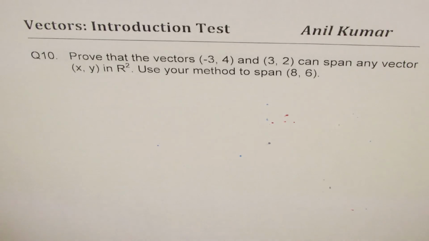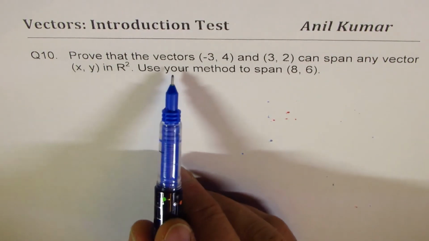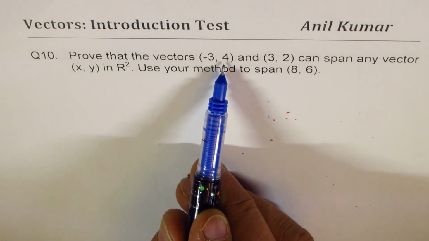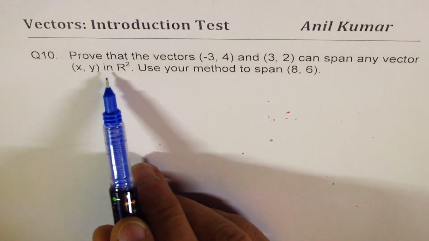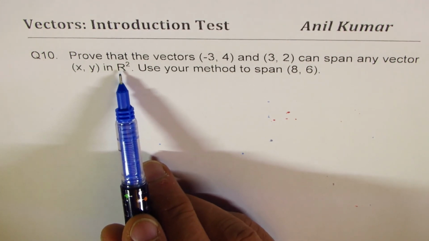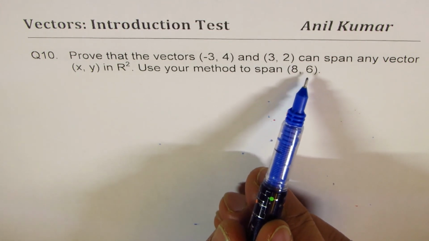Now we are at the end, question number 10, which is the last question. I'd like you to try this out and then look into my suggestions. Question number 10. Prove that the vectors (-3, 4) and (3, 2) can span any vector (x, y) in R2, 2 dimensions. Use your method to span (8, 6).